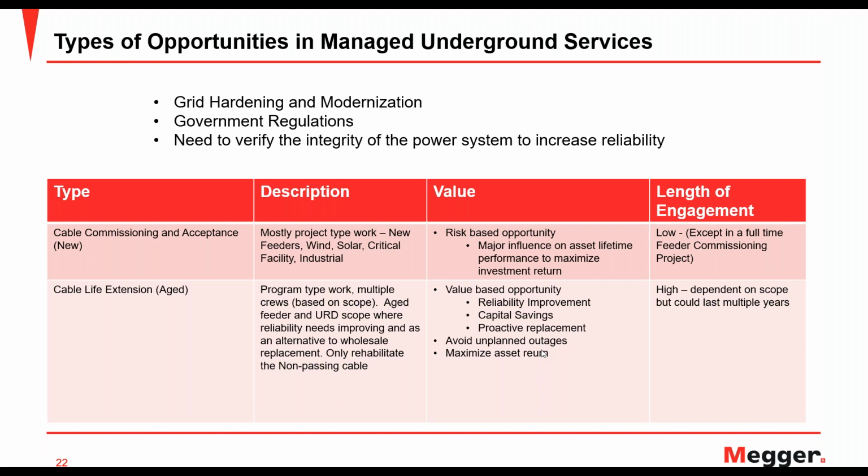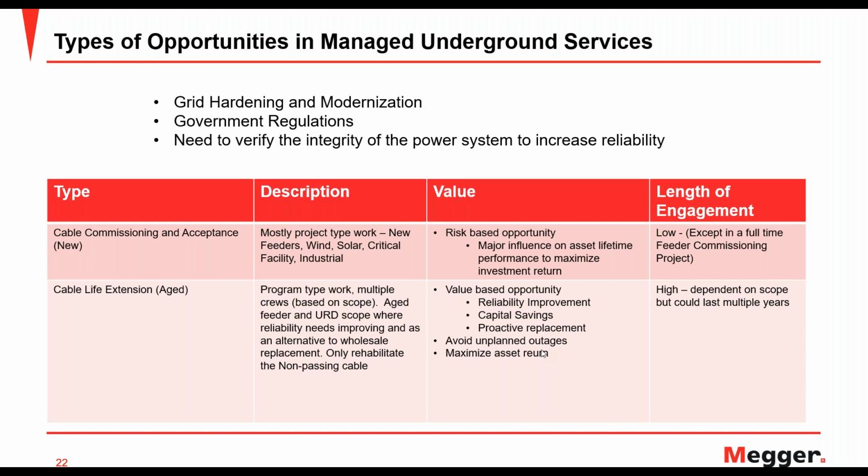And there's two ways you can do this. With new assets, we can offer cable commissioning and acceptance testing. And this is mostly project type work where we would maybe help you verify the integrity of new feeders or the cables at a wind or solar farm, and certainly at critical facilities. And typically this is an insurance policy at the beginning of life for that cable, that as you get the defects out of a new system, it's going to have a major influence on asset lifetime performance, and it's going to help you maximize your investment return. And typically these types of engagements are pretty low.